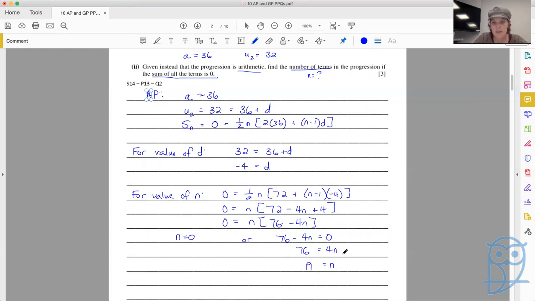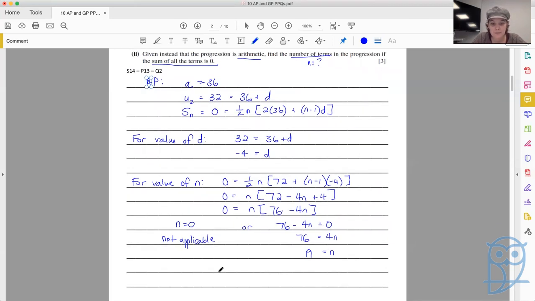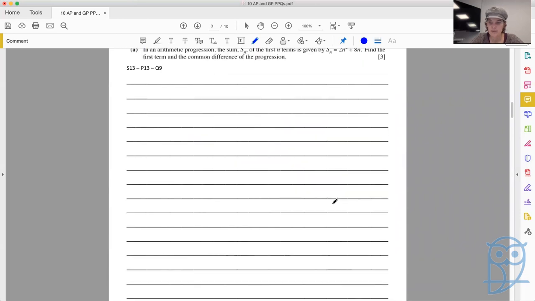19. Now we've got to use our brains a little bit, because the correct answers to this quadratic are these two. But this one here is not applicable. We're not going to have the number of terms in the progression be 0. So, therefore, number of terms equals 19. Are we happy and with warm brains? Yes, this is the one I want.